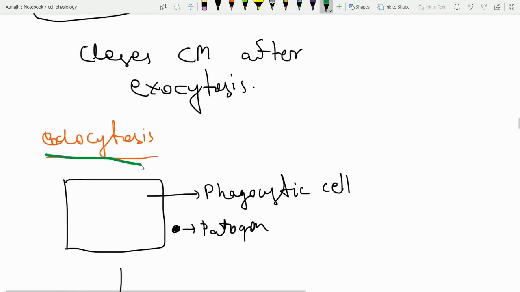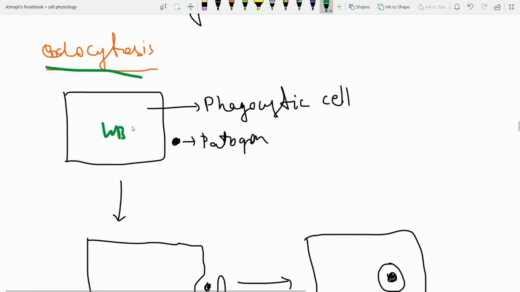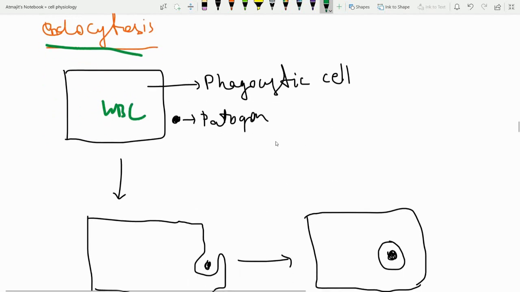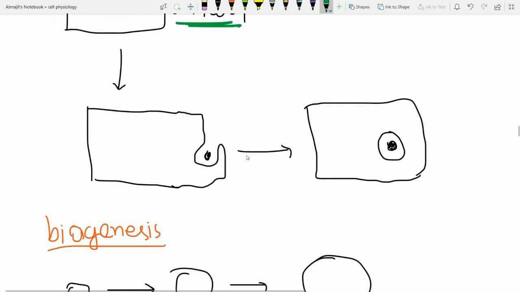In the case of endocytosis, let's take one WBC, a phagocytotic cell, and one pathogen outside the cell. Then it will create a pseudopodia, then it will engulf it. To create the pseudopodia and engulf it, to take it inside, the cell membrane needs more flexible structures. These flexible structures are possible only due to fluidity.